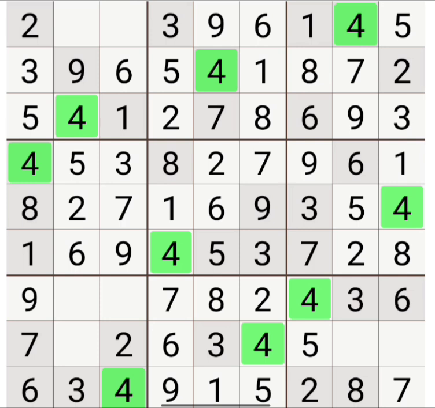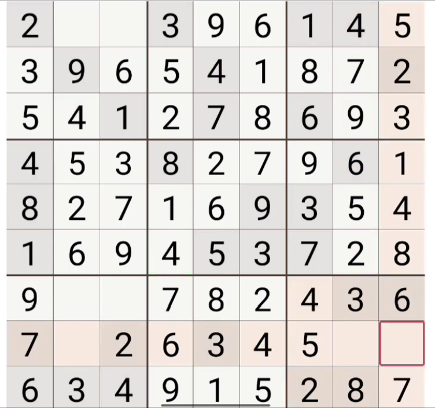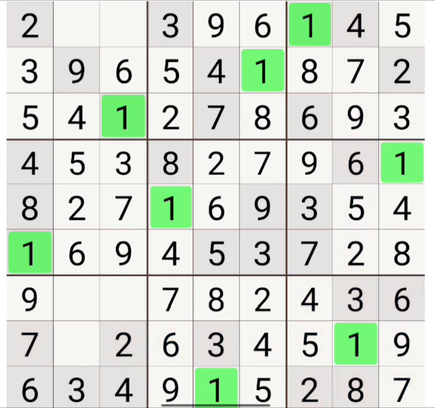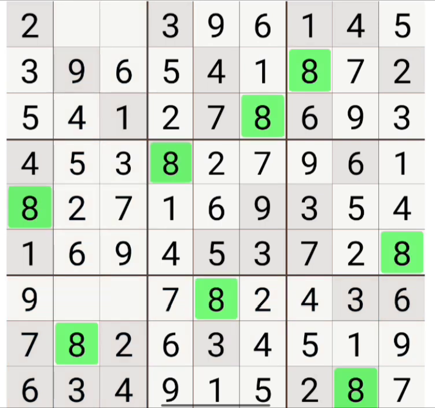Now let us complete the same box. 4, 3, 6, 5, 2, 8, 7. Only 1 and 9 are missing. So 1 we cannot write in this cell because 1 is in the same column. So we'll write 9 here and 1 in this cell. Now let us complete this box. In this box 9, 7, 2, 6, 3, 4 are there. 1, 5 and 8 are missing. So we cannot give these two cells to 8 because 8 is there in the same row. So we'll write 8 in this cell.